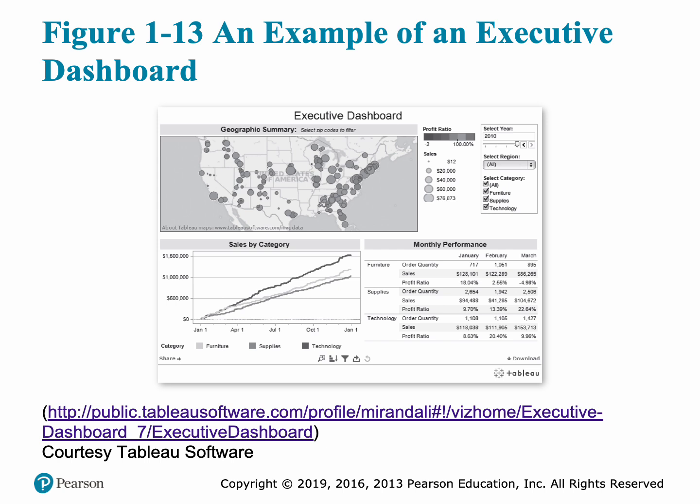So, an example of an executive dashboard. This is Tableau software, and you can see that it has sales by category, monthly performance, and mapping is also available. So this presents an example of what an output from a data warehouse might look like, when a data warehouse can have several databases associated within.